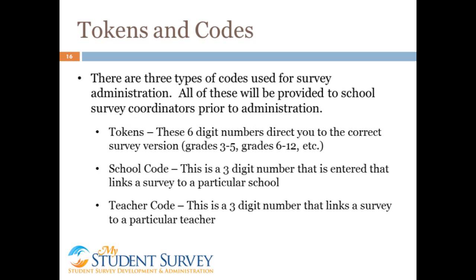In the proctor instructions, which we'll show an example of in a second, there'll be three types of code. The first one is a token. This is a 6-digit number that will direct you to the correct survey version. Maybe it'll be 3 through 5 or 6 through 12 or unique for your school or district. Next, they'll have a 3-digit number, which is your school code. And finally, there'll be another 3-digit number, which is the teacher code.